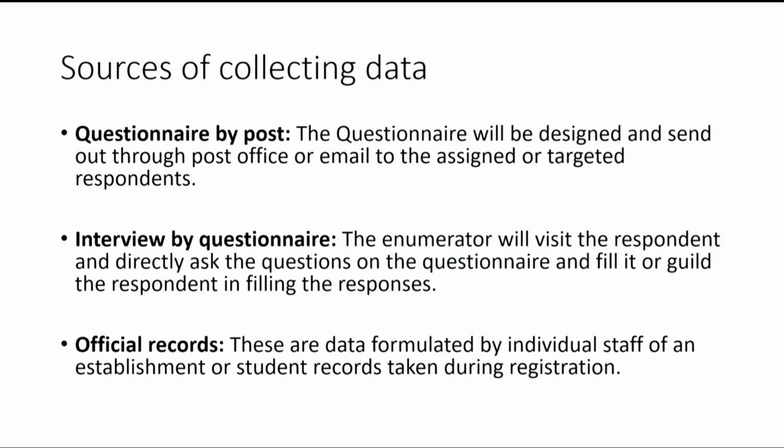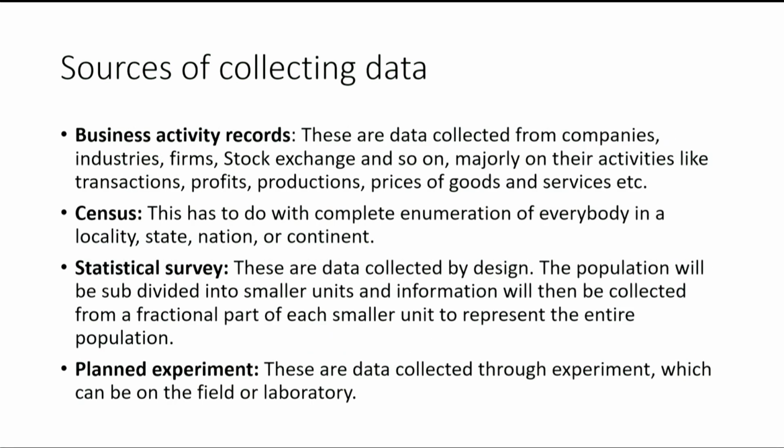The third one is official record. We can collect data through official records. These are data formulated by individual staff of an establishment or student records taken during registration. Another way of collecting data is business activities record. These are data collected from companies, industries, firms, stock exchange, and so on, majorly on their activities like transactions, profits, productions, prices of goods and services.